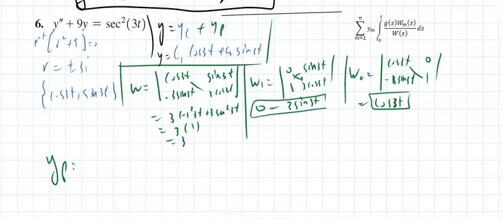And we say the particular solution is, and now let's see how it works. Y sub 1, right? Y sub 1, the integral from t naught to t of g of s, g in this case is the secant squared of 3s, times w sub 1, which is negative 3, the sine of 3s, evaluated at s, right?